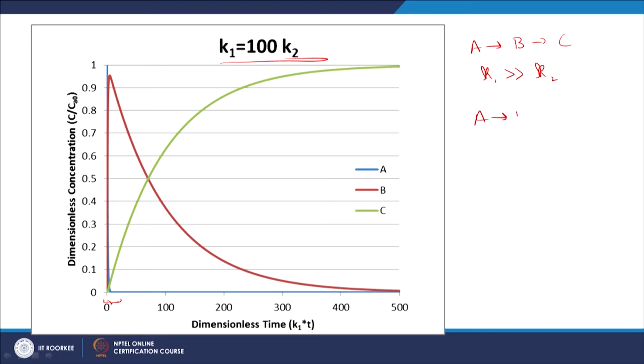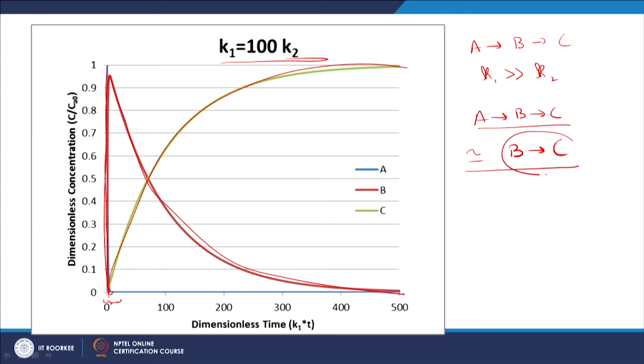In effect, A goes to B goes to C. If you look at this particular time scale, it more or less looks similar to just B goes to C. Why is that? You see that instantaneously, at least for this time scale, all the A is immediately converted to B, and then you have a slow degradation of B to C. So B slowly decreases while the concentration of C slowly increases. In effect, A goes to B goes to C transforms into just B goes to C. What is the reason? B to C is the rate limiting step, and also K1 is remarkably higher than K2.